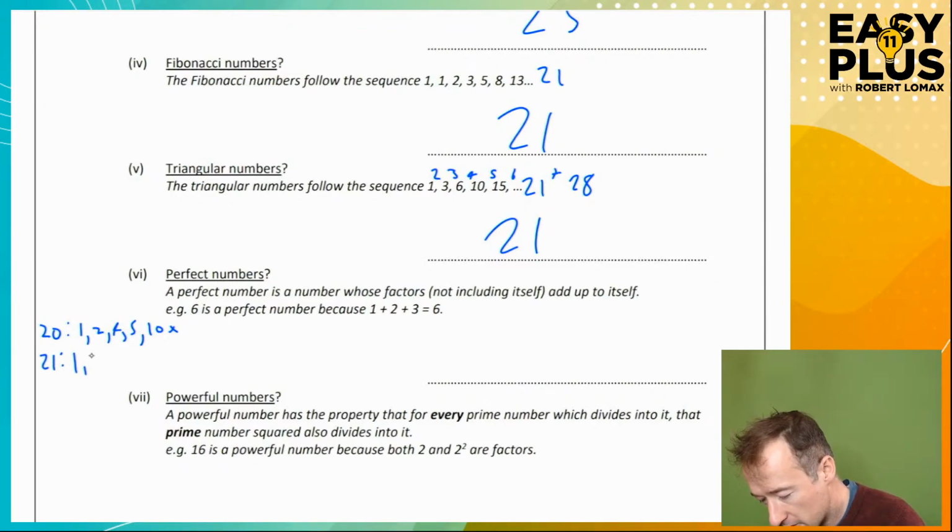21, obviously 1, not 2 because it's not even, 3 because 3 times 7, 4, 5, 6, 7, 8, 9, 10. So it's just these: 7, 8, 9, 10, 11. They don't add up. That isn't 21. 22. What have you got here?